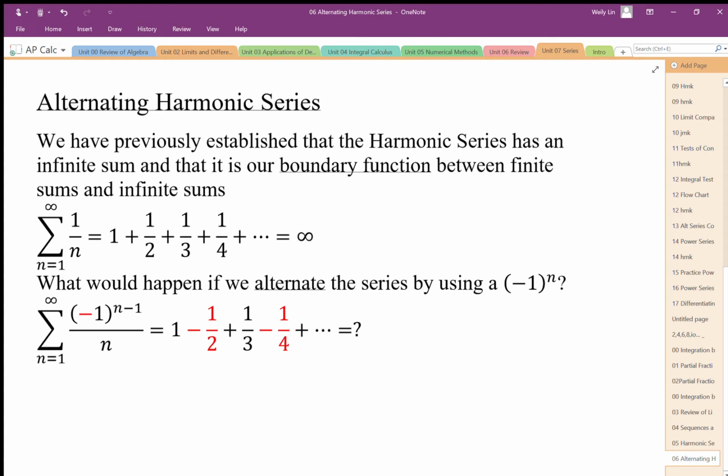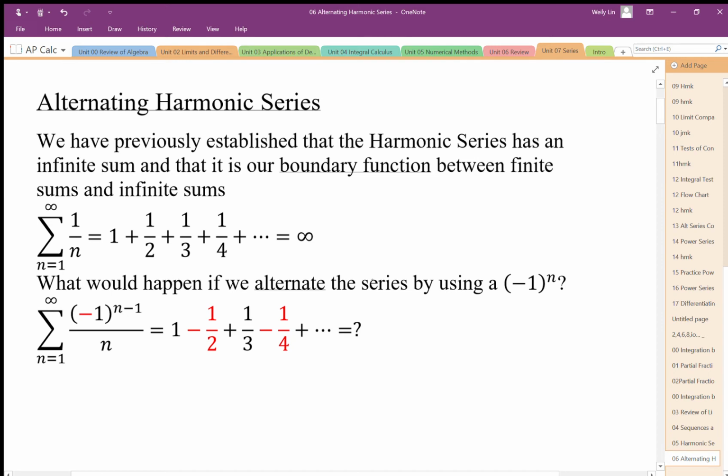So we've looked previously at harmonic series, and we've seen that the harmonic series does not go down to zero fast enough for it to converge. So the sum of a harmonic series is infinite. And it happens to be the boundary function between finite and infinite sums. So anything that's more powerful in the denominator tends to converge, whereas anything less powerful in the denominator tends to diverge. So what do you think is going to happen?